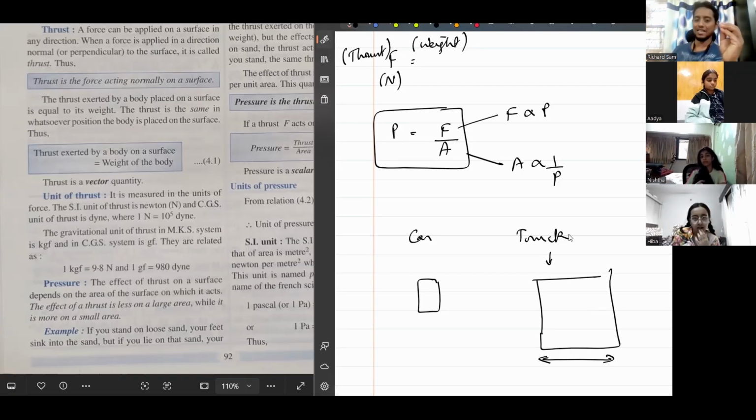It will easily go into the wall. So like this, the pressure can be increased or decreased just by changing the area of contact.